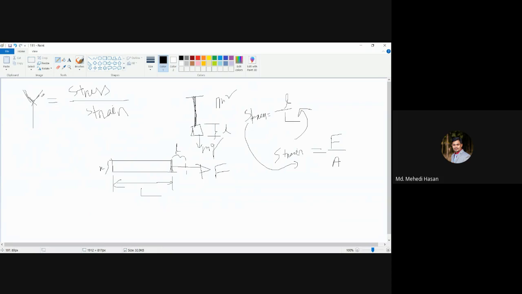Stress by strain is equal to a constant. This is basically Young modulus Y, and this Young modulus Y is also called the elastic constant. This elastic constant is constant for a given material. So if you consider iron, or a copper wire, or another object, in that case Y is constant. So these are the ways to solve problems related to elasticity.